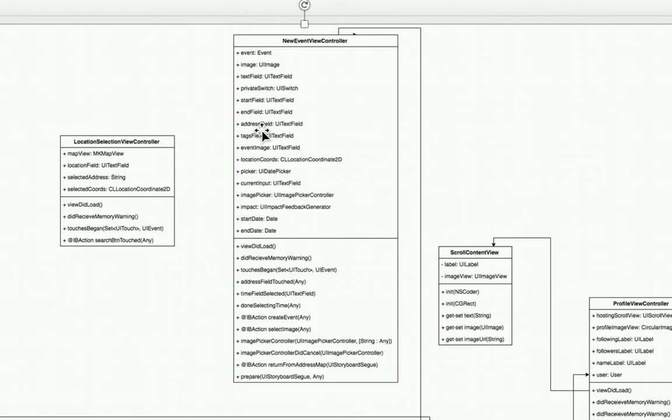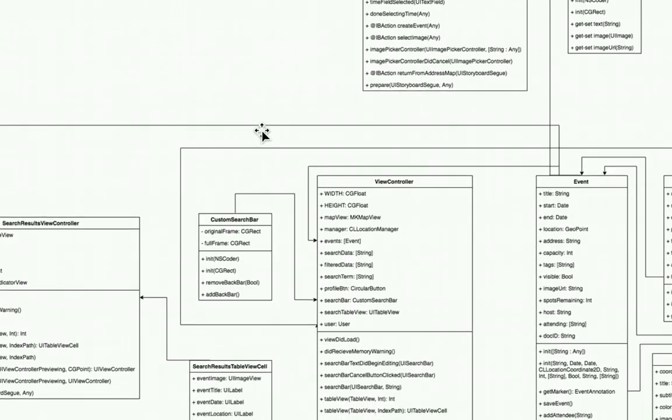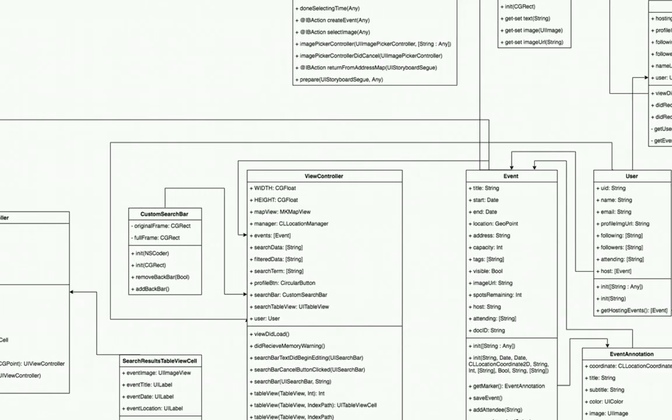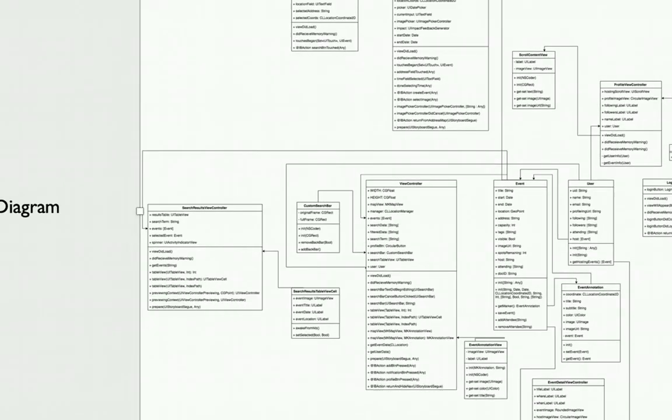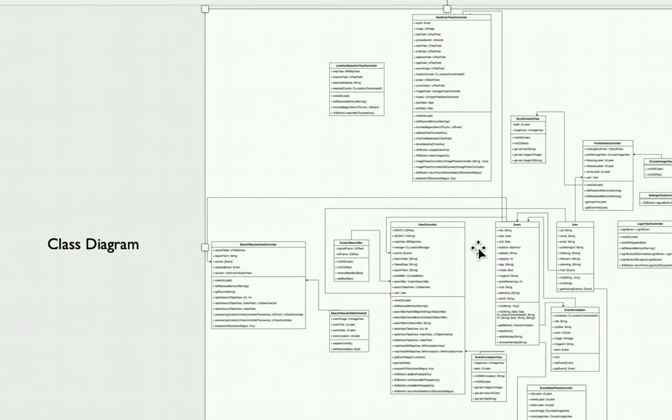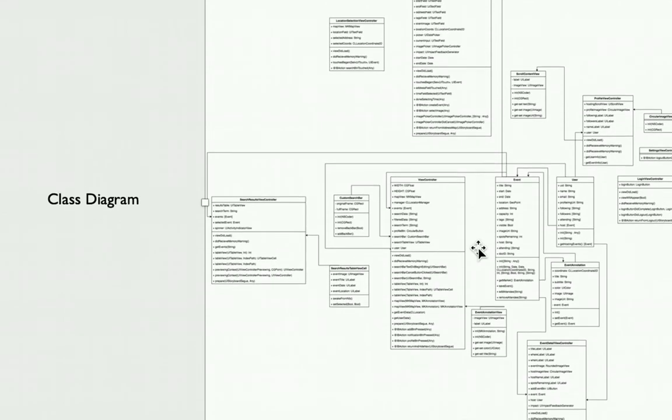The search results view controller also implements the 3D touch, so you can 3D touch on a search result cell to get both peek and pop features. And just an overall look at the diagram. It's a little large. It is a very complete structure.